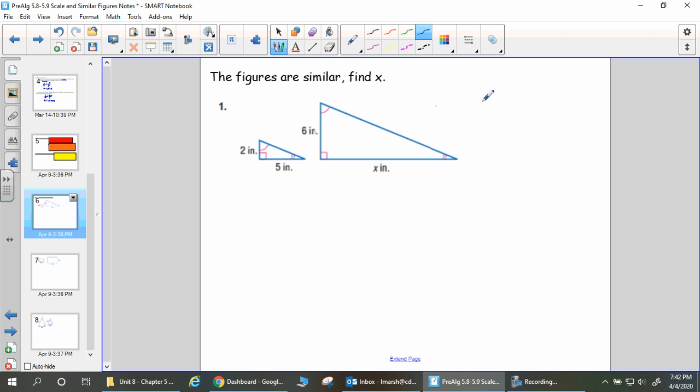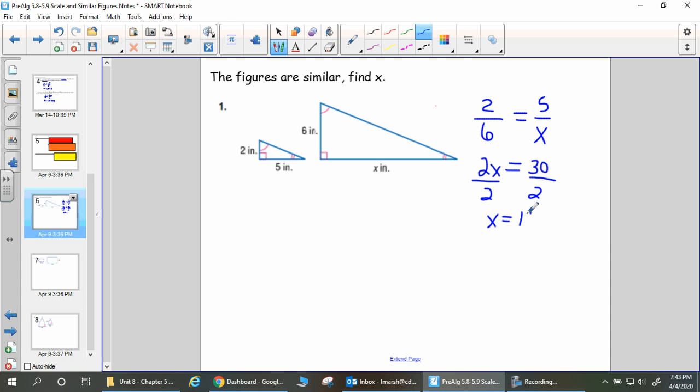So match up the parts. The 2 matches with the 6. There's one fraction. The 5 matches with the X. And so wherever your X ends up, it shouldn't matter because we're going to cross multiply. 2 times X, 6 times 5 makes 30. And we're going to divide by 2. So in this case, X would equal 15.